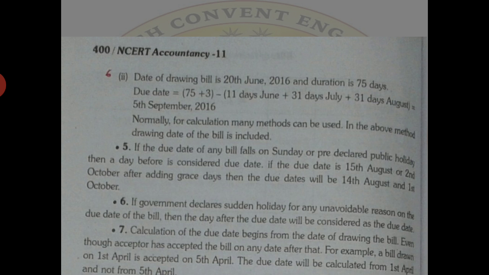Number 5, if the due date of any bill falls on Sunday or any pre-declared public holiday, then a day before is considered the due date. Remember this. एक दिन पहले मान लिया जाएगा फिर, यदि उस दिन संडे आ रहा है या कोई पहले से ही डिक्लेयर्ड हॉलीडे है, पब्लिक हॉलीडे है, तब. It means if the due date is 15th August or 2nd October, after adding grace days, then the due date will be 14th August or 1st October.